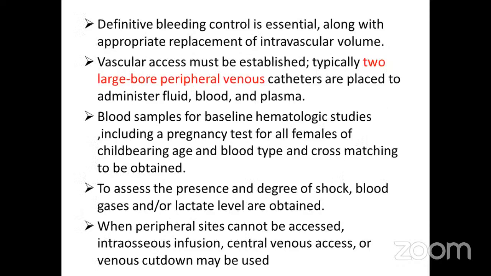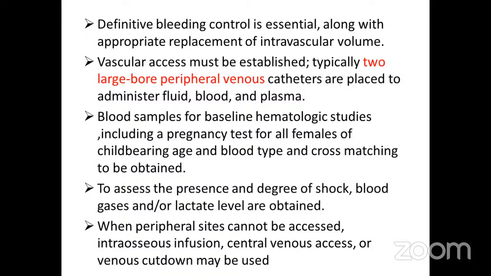And along with identifying a definitive bleeding source, appropriate replacement of the intravascular volume should be done. You need to have 2 peripheral large bore venous catheters, mostly of 14 to 16 gauge, for administering fluid, blood, and plasma. Blood samples for baseline hematological studies should be taken. And a pregnancy test should be done for all female patients of childbearing age. And we need to get a blood type and cross matching.